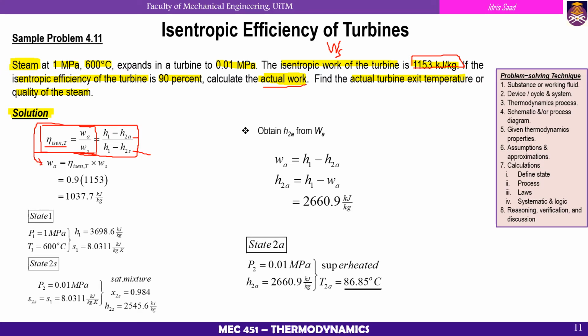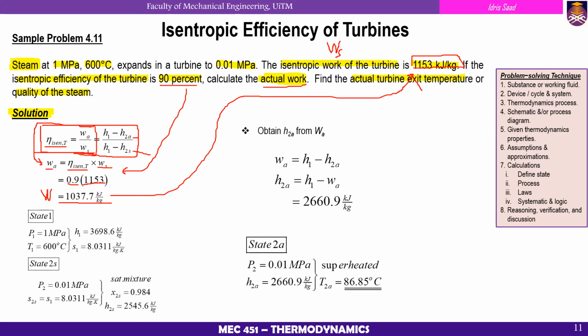By using this equation, we can rearrange and get WA is equal to the isentropic efficiency of the turbine multiplied by WS, or the isentropic work. So 90% isentropic efficiency, when we do the calculation, we write it as 0.9 multiplied by 1153, and the answer is the actual work is equal to 1037.7. As you can see, this is lower than the isentropic work.